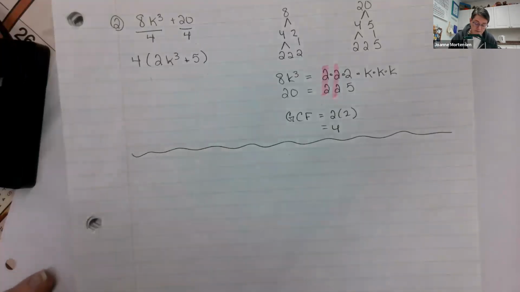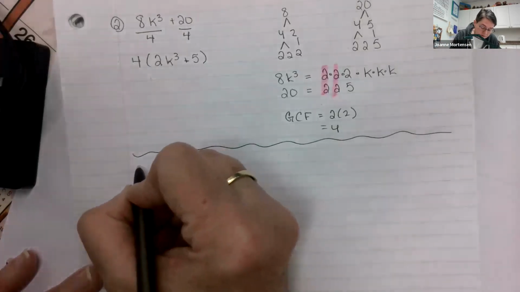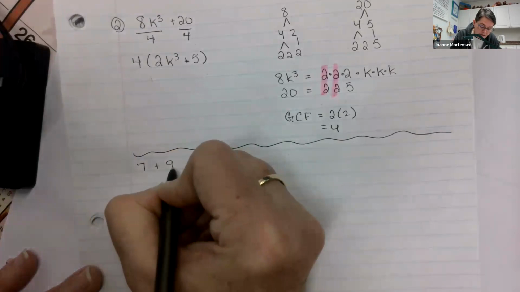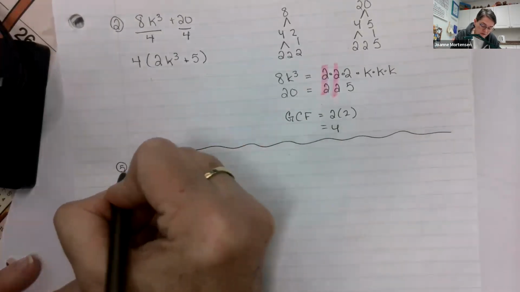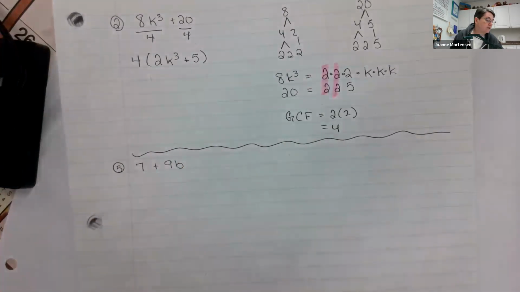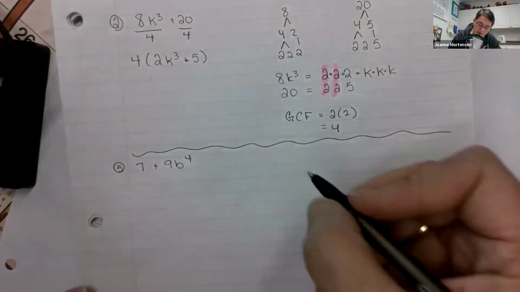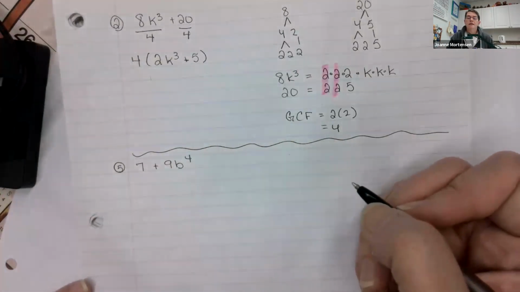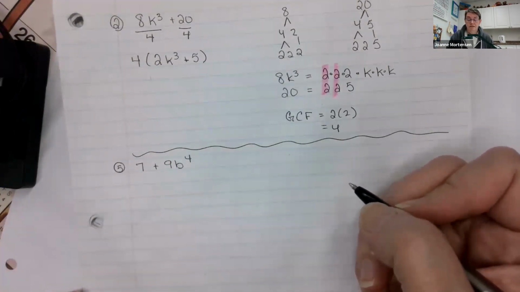You know what? Now that I think of it, let's do one like, oh, now I'll give you the answer. All right, 7 plus 9b. Sorry, that's number 5, if you're following along in the worksheet, 9b to the 4th. All right. I kind of already know what the answer is, and you're looking at it going, there is nothing common to those, but let's prove it.